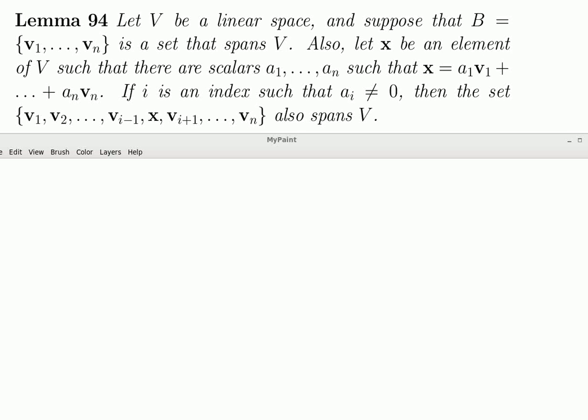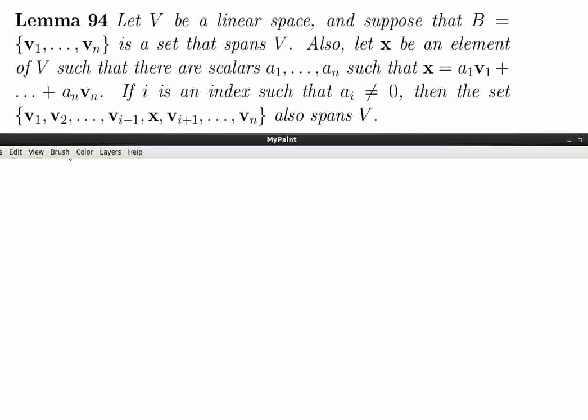So I have a linear space and I have a spanning set. Next is an element x such that there are scalars such that x is a linear combination of them. And in particular, you have a non-zero coefficient over here. Then you can replace the corresponding thing, the vi that corresponds with the ai here, with x, and they'll still span. So how am I going to do this?